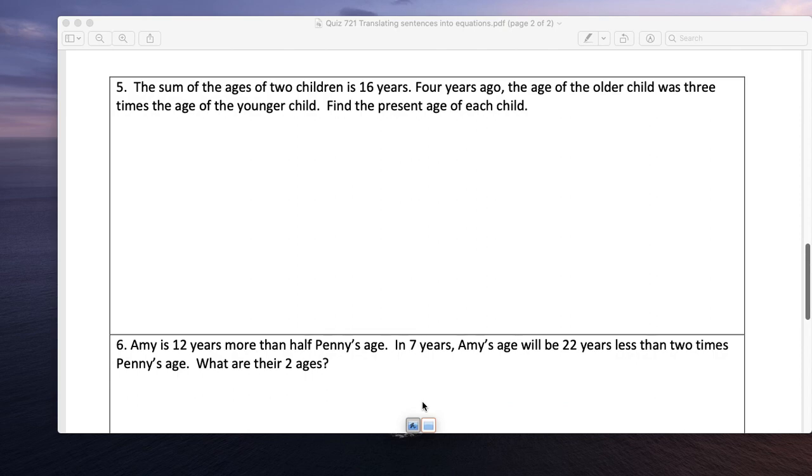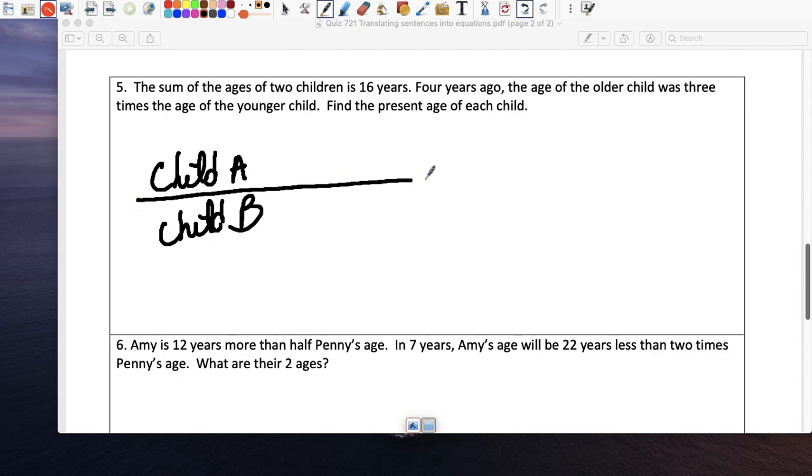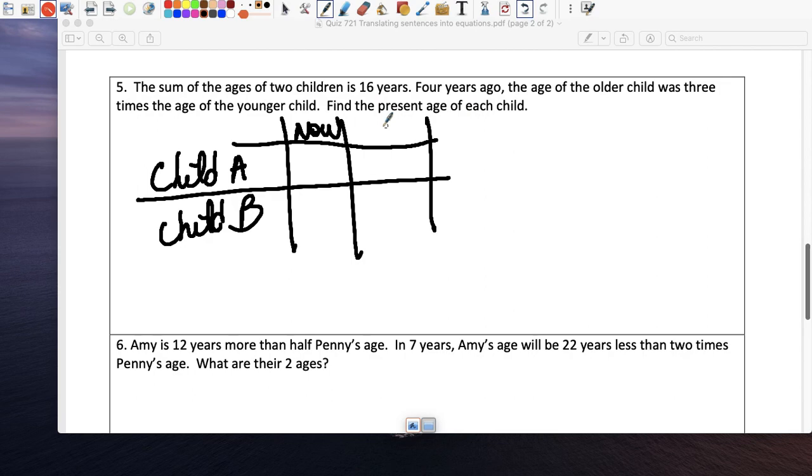The sum of the two children's ages is 16 years old. Okay, so we have child A and child B. So this is one of those problems that we have to do a table. Well, we don't have to, but it helps us organize. So now, and 4 years ago, so we need their ages 4 years ago. So we need their ages today.